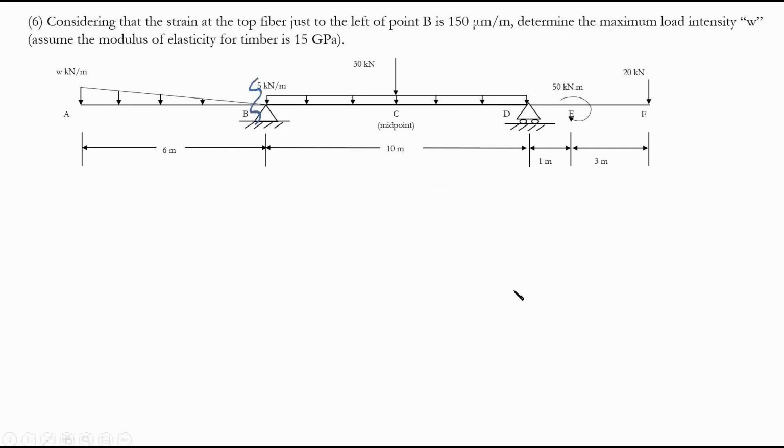And that is for question 5. And for question 6, it says consider that the strain at the top fiber just to the left of point B is 150 micrometer per meter. So at this point, at the top fiber, the top of the cross section, we have installed a strain gauge, and the value we had was 150. And we'll say, okay, if that is the case, what is the actual load that we've had here?